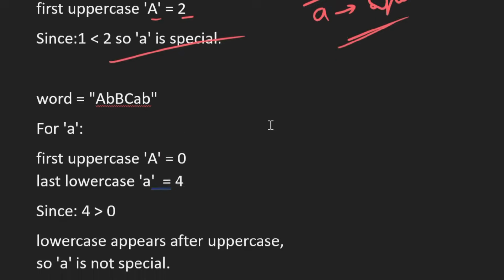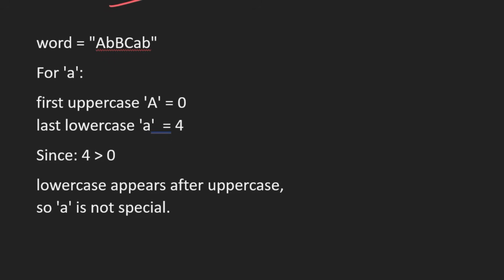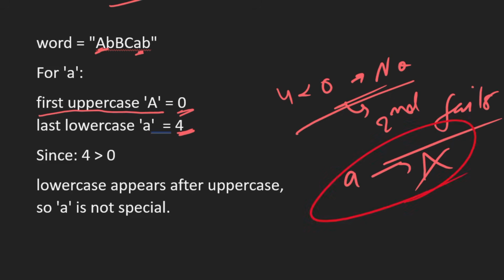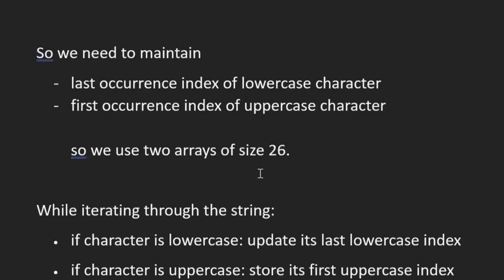Then if you see the second example here, the first uppercase index of capital A is 0 and the last lowercase index of small a is 4, and 4 is less than 0? No, 4 is not less than 0. So the second condition fails. So small a is not special, right? Because the lowercase letter appears after uppercase.